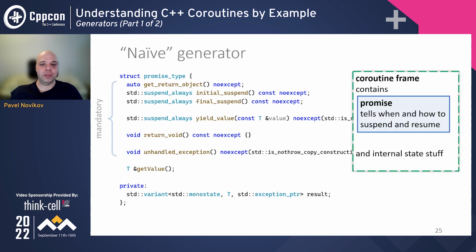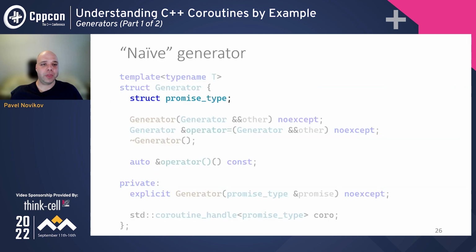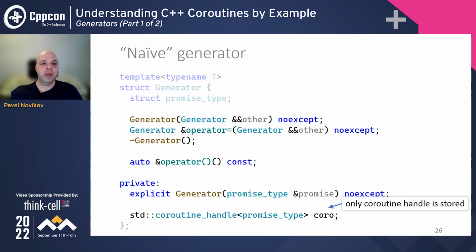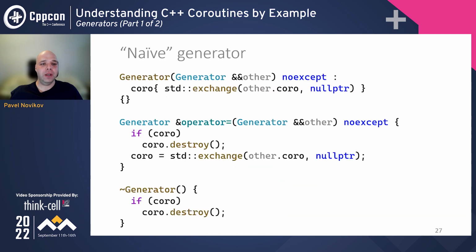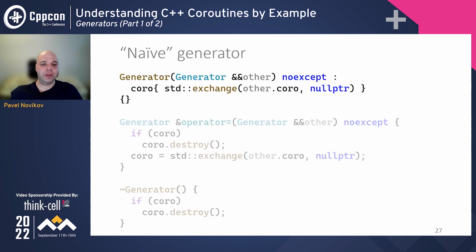So this is once again the overview of the promise type. Again, this is the type of the promise that lives inside the coroutine frame. We get back to our generator type. We define the promise type. Now let's define everything else. This is the kind of boring stuff.